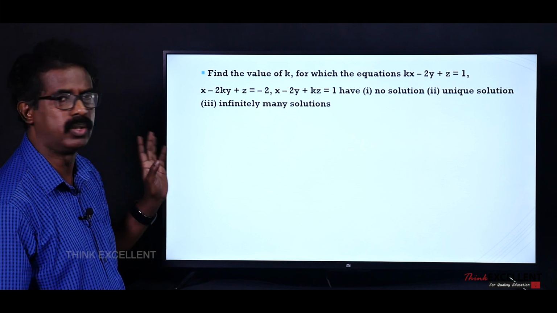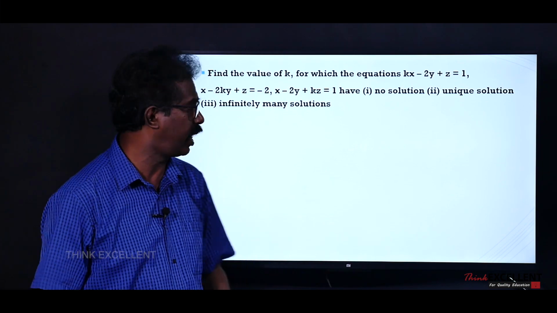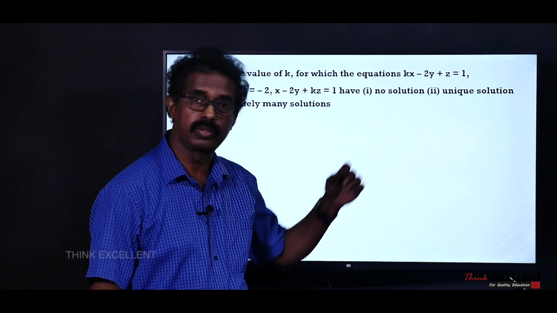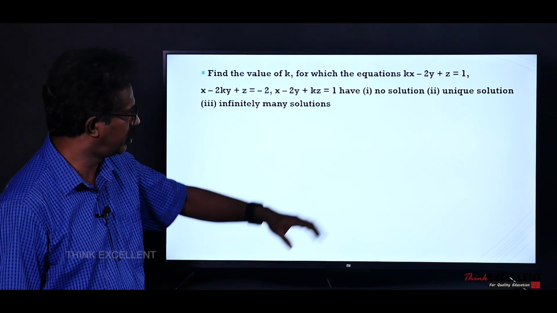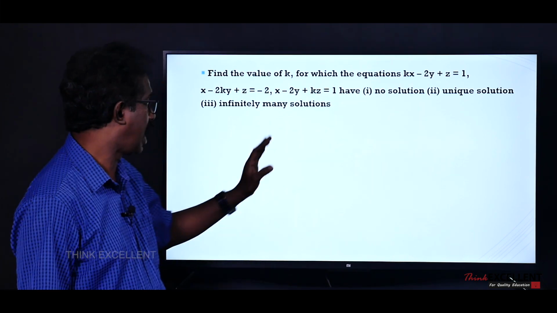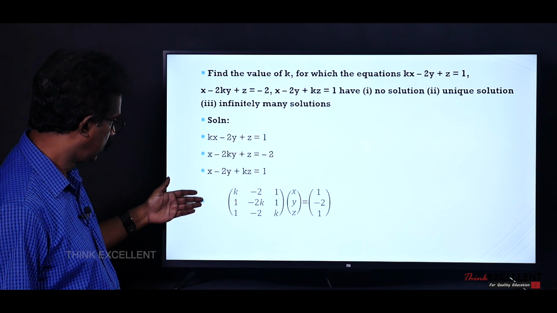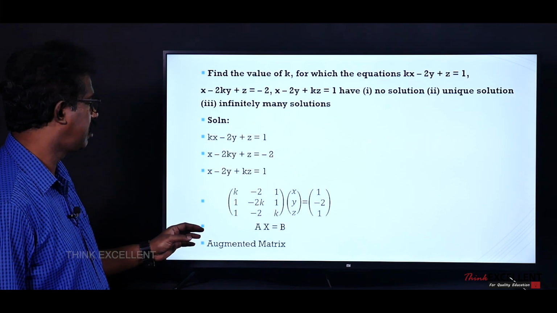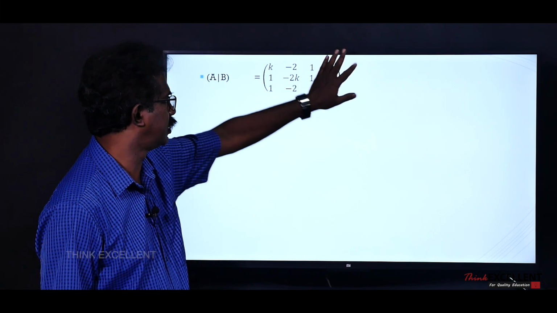So k is an unknown. What value should be given to k, or what value should not be given to k so that the system has no solution, so that the system has unique solution, so that the system has infinitely many solutions. Don't worry, we try the usual method, everything given correctly, right? So you write the augmented matrix. All the 3 equations arranged in order, matrix equation. From this you can find the augmented matrix. So what's the augmented matrix? AB, right? A attach B.